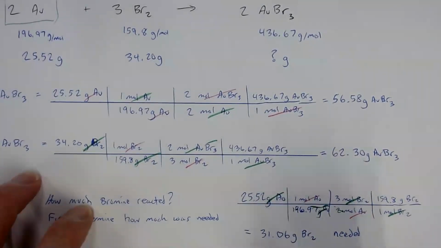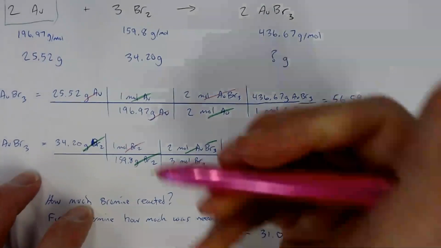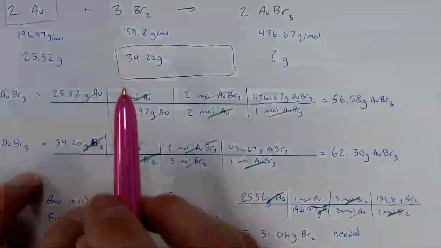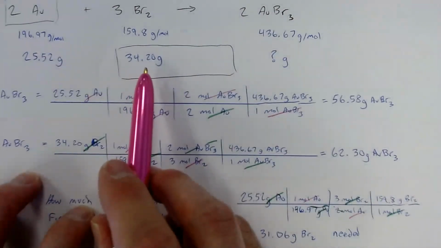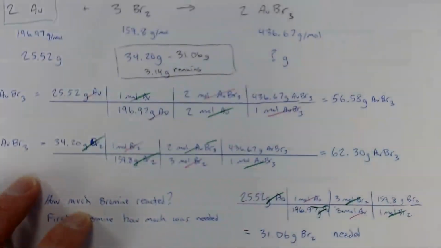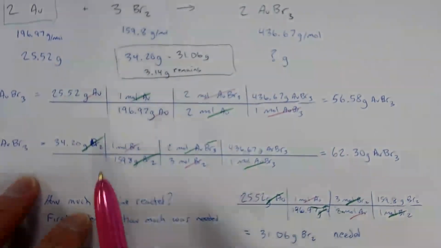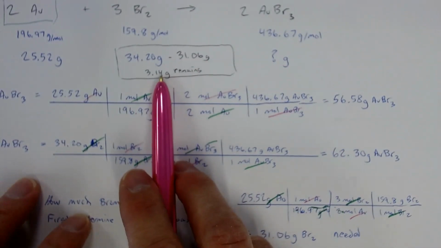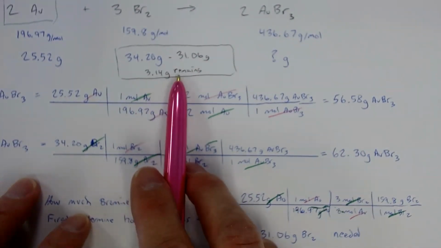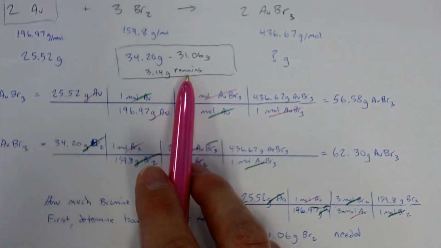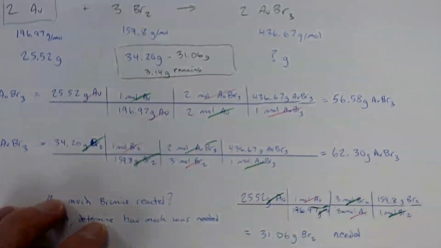Well, I'm going to come up here, and I'm going to say my original 34.20 grams minus 31.06. And what we see is that the 34.20 grams minus the amount that reacted gives us 3.14 grams of bromine unreacted. That amount would remain in the reaction.